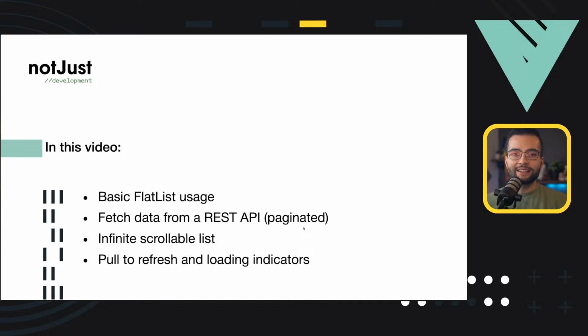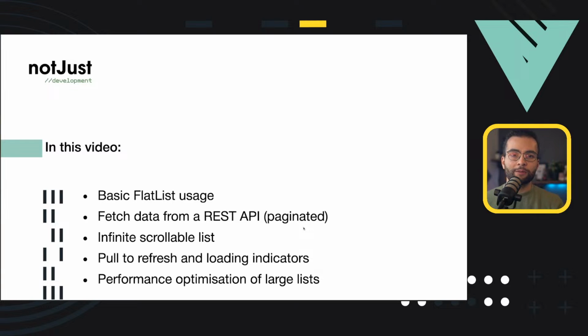And we're gonna implement some advanced features like pull to refresh, loading indicators, and other best practices when you're working with large lists. At the end, we're gonna get into some advanced topics like performance optimization of large lists, and we're gonna implement some specific strategies on how we can improve the performance of our lists, especially if the list is getting long.